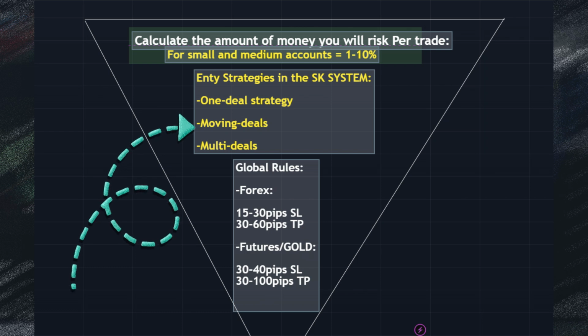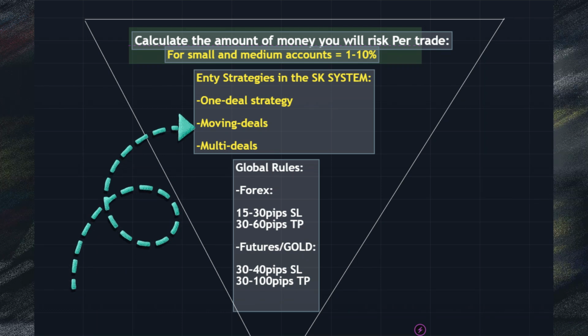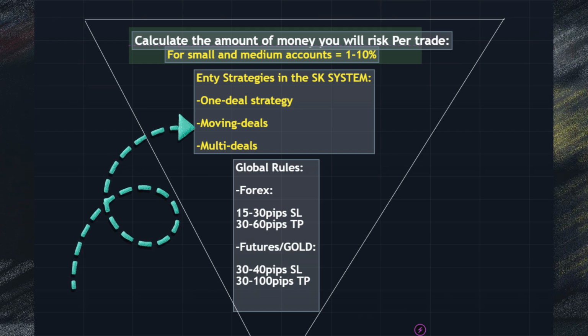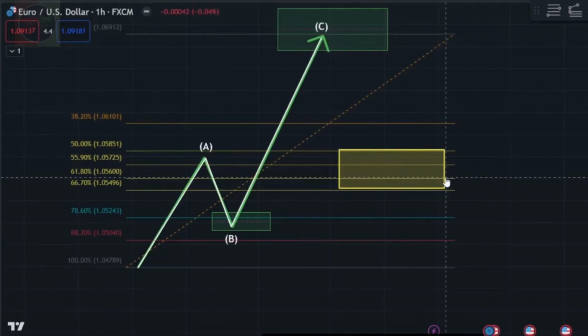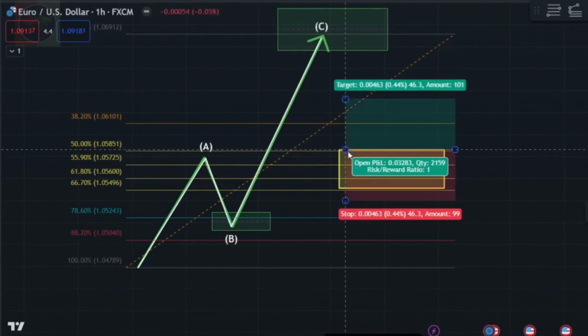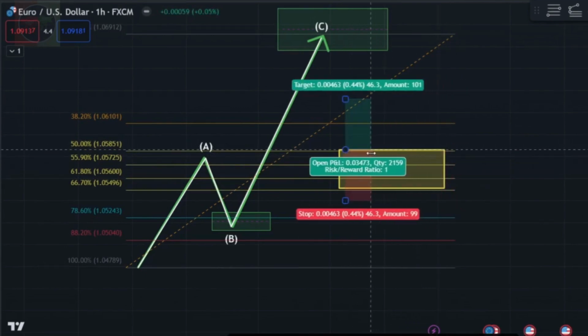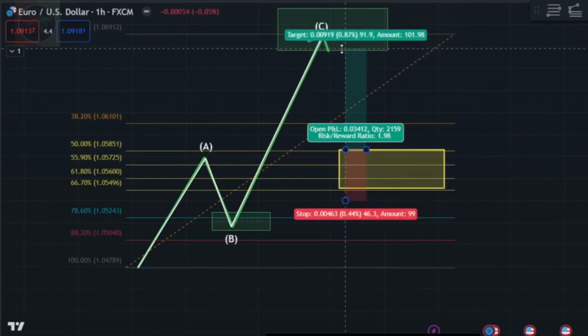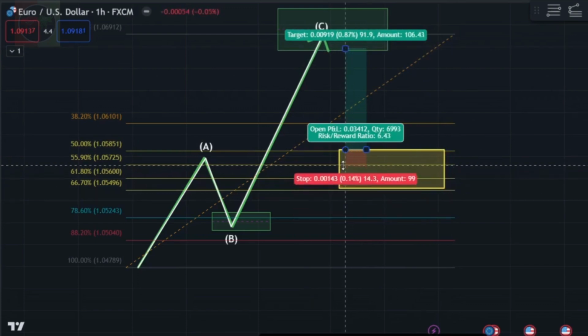Now, for the third strategy, the multi-trade strategy, I simply enter 4 trades, distributing them as follows based on the point at which I will enter. In this example, I have the BC point and I'll distribute the 4 trades like this. My first trade will be at the edge of the zone, like this. I always take profit around point C. Then I place my stop loss here at the 55-90% point of the area.